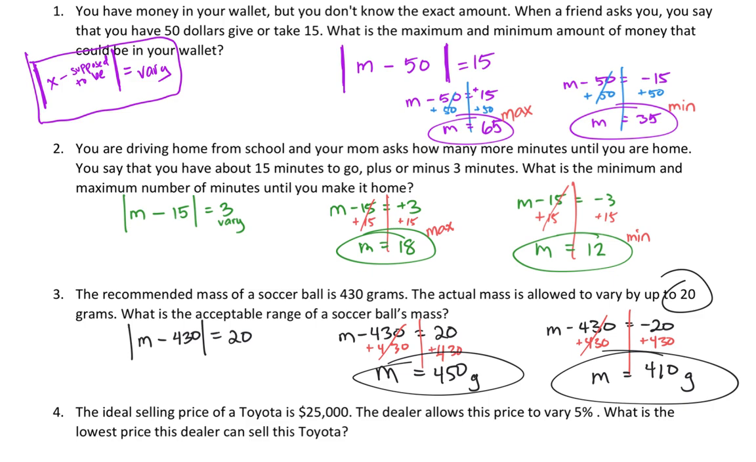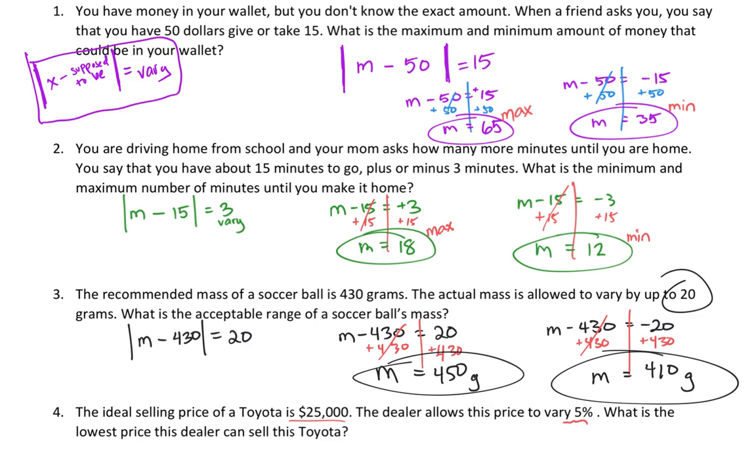Last up, the ideal selling price of a Toyota is $25,000. The dealer allows this price to vary by 5%. Okay, a percent. So I don't really want to see a percent. So what I'm going to do is take that percent and see how much that percent is in cash money. So 5% of 25,000. Another way to write 5% is as a decimal.